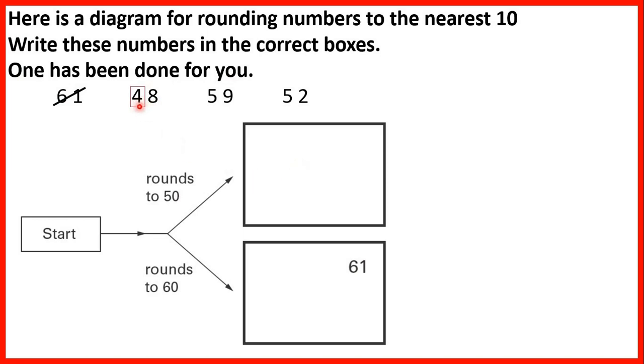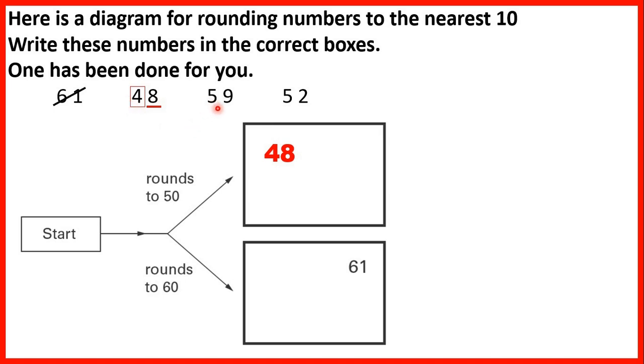So to round to the nearest 10, we can find the tens digit and then look at the ones digit. And if we have 5 or more, we round up. So that means the 4 becomes a 5, so 48 rounds to 50. It's closer to 50 than it is to 40.